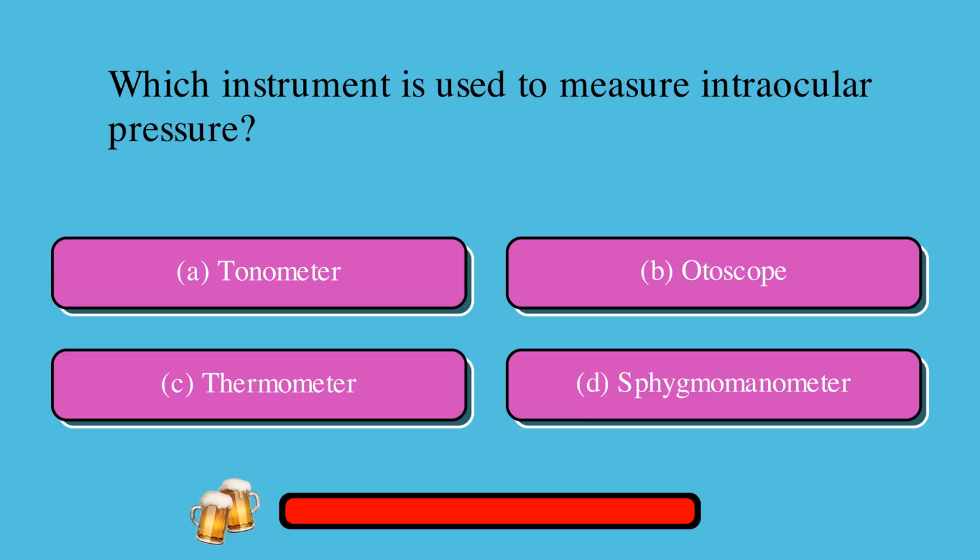Which instrument is used to measure intraocular pressure? A. Tonometer, or B. Otoscope, or C. Thermometer, or D. Sphygmomanometer. The correct answer is A. Tonometer.